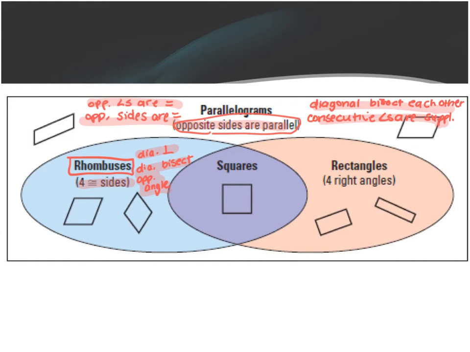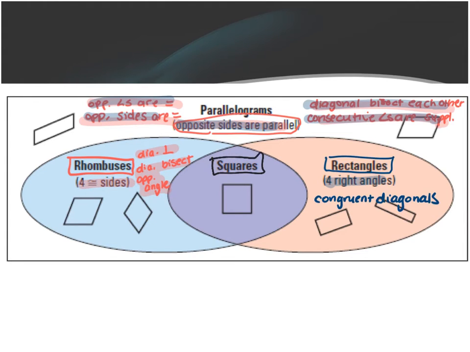I'm going to add to it. If it's a rectangle, then it has all the properties of a parallelogram plus 4 right angles, and then we just said rectangles have congruent diagonals. And then if it's a square, it's everything on this screen because it is a parallelogram, which means all the things at the top. It's a rhombus, which means all the things about a rhombus. And it's a rectangle, which means all the things about a rectangle apply to squares. So squares get all of it.